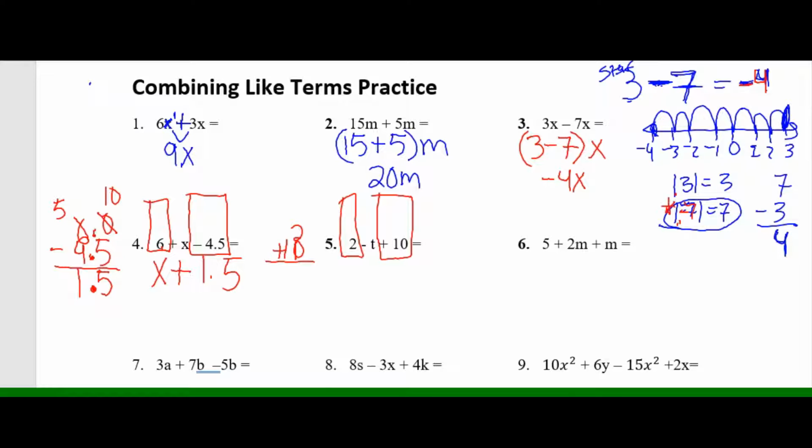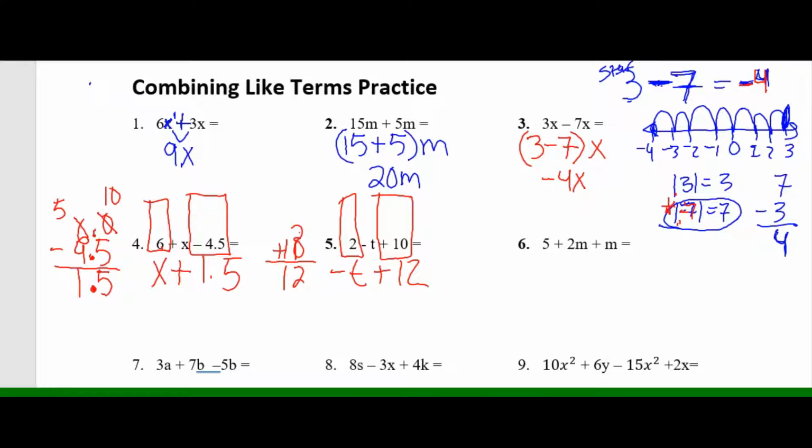Remember to align those decimals and place values. So the 2 is in the ones place, the 0 is in the ones place, so we have to align those. So we have 12. So we're going to have negative t. We bring that down. We don't have anything to combine negative t with. And then once we combine 2 plus 10, we end up with plus 12. So that's our final answer there.